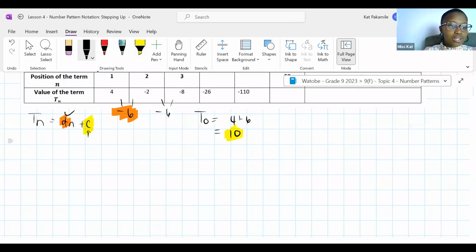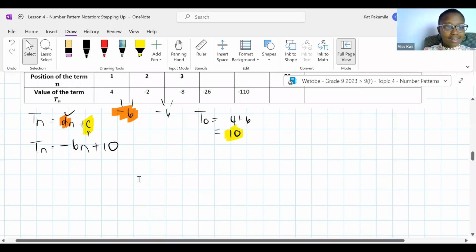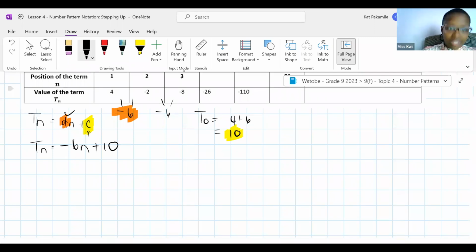What is our general formula? Say it. You're on the right track. -6n, plus, I want to say +10, but I'm not sure. Yes. Brilliant. Isn't that easy? Now we can do what you wanted to do with -26.